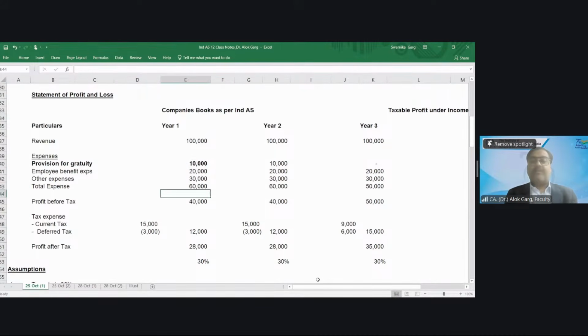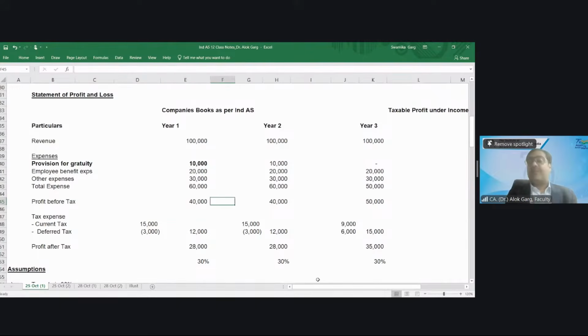What is your profit before tax? 1 lakh minus 60, 1 lakh minus 60, 1 lakh minus 50. So 40,000, 40, 50. Tax expense. Now, what is my tax expense? How will I compute my tax expense? So first, let's go to year 1.